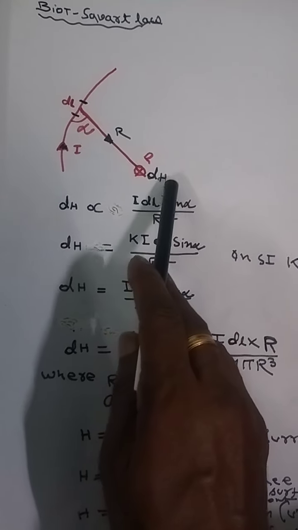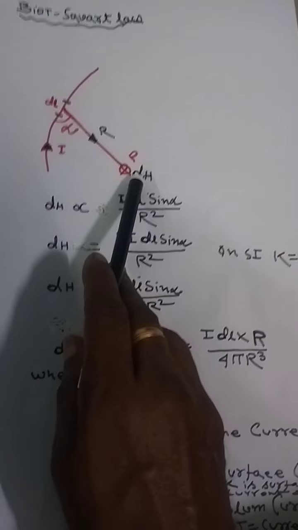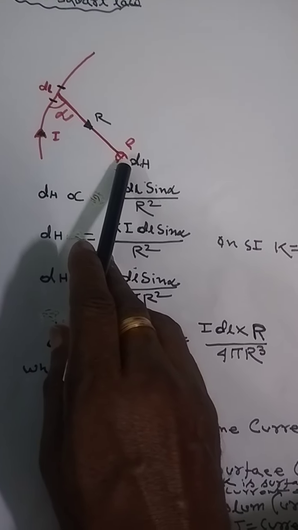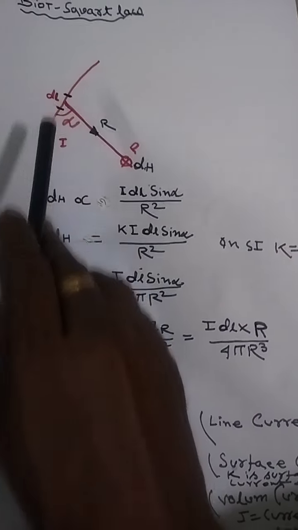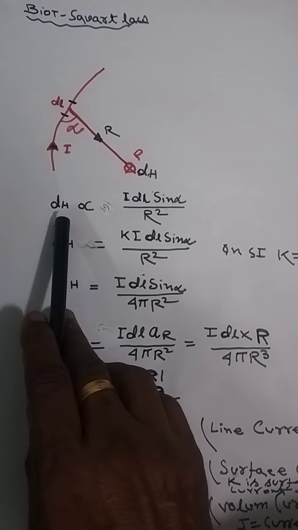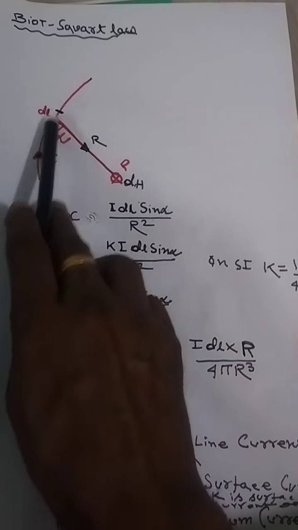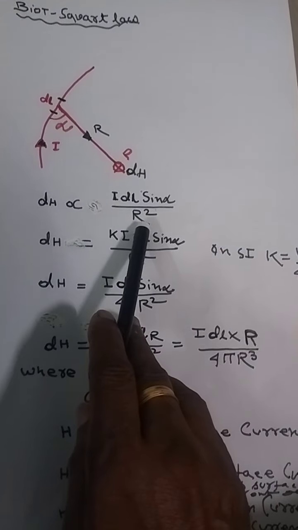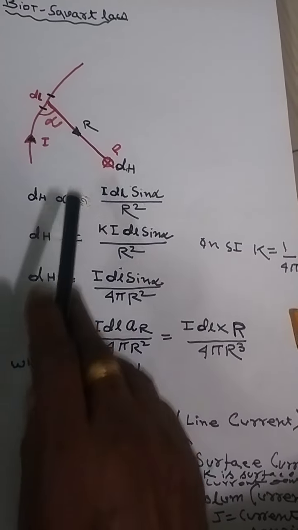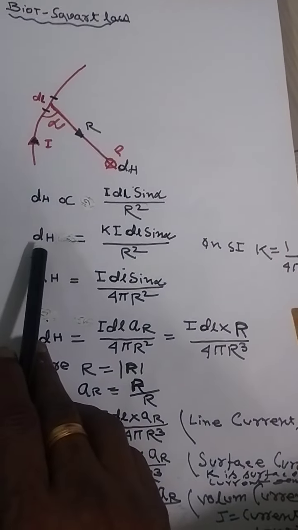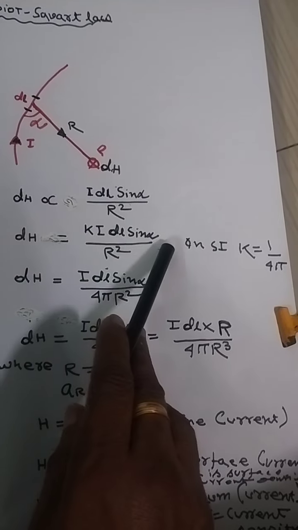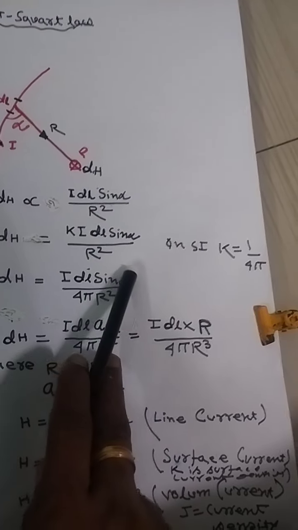where the field intensity is to be found out. Now R is the distance between P and dl. We know dH, the field intensity, is proportional to I, the current, dl, the small distance, and sin alpha divided by R square. This is R. dH equals K I dl sin alpha divided by R square.